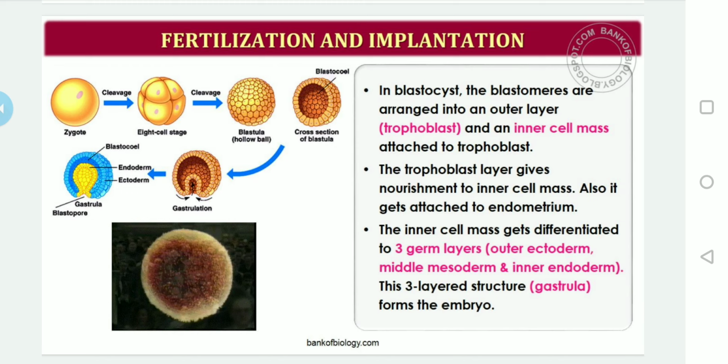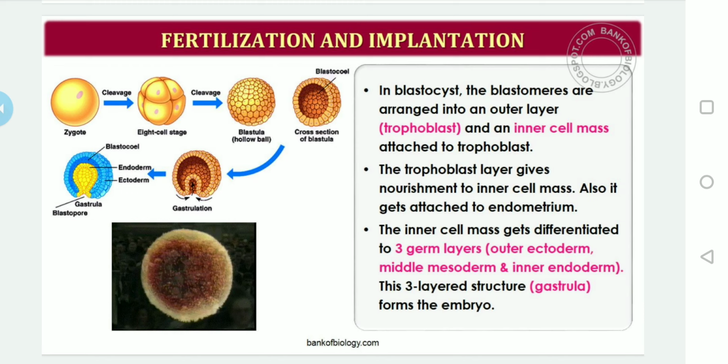Okay, then what happens next? The trophoblast layer then gets attached to the endometrium wall of the uterus, and the inner cells divide rapidly and cover the blastocyst. As a result, the blastocyst becomes embedded in the endometrium wall of the uterus. So this is also called implantation. Did you get it? Yes.